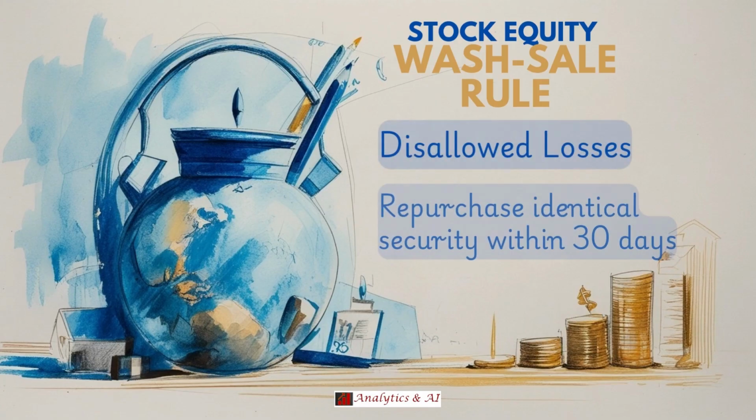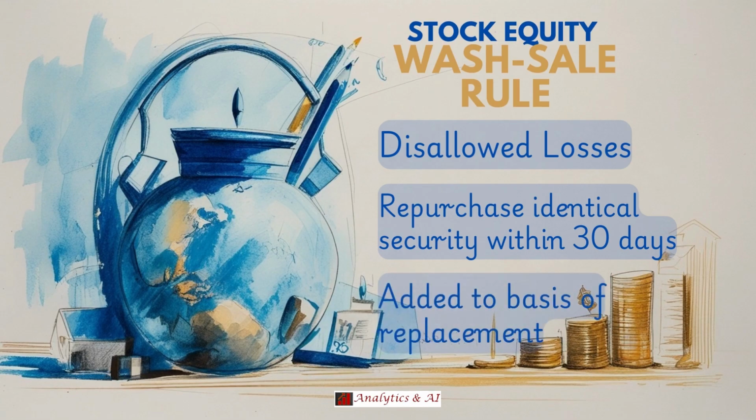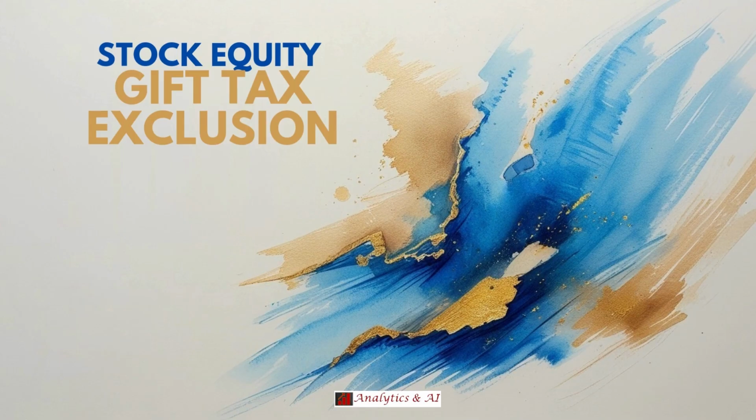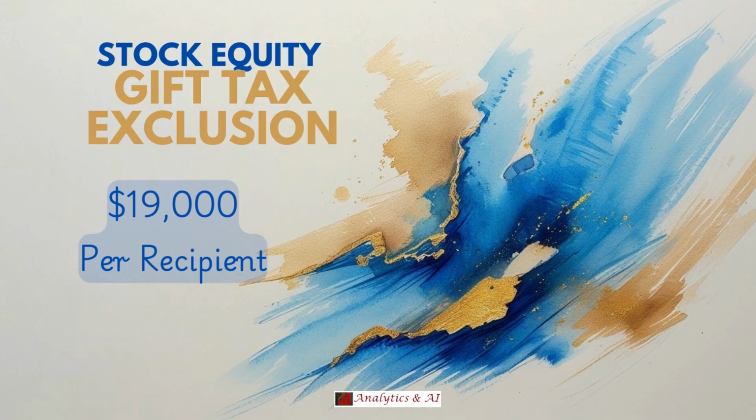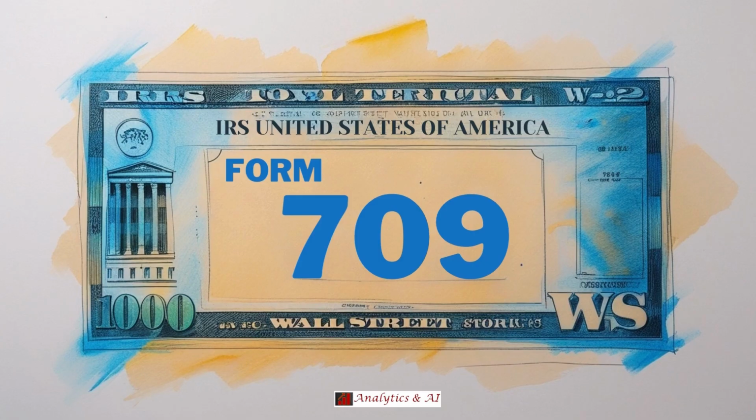The wash sale rule disallows losses when you repurchase the same or a substantially identical security within 30 days before or after the loss sale. In other words, if you sell a stock at a loss and buy it again within 30 days, your loss is disallowed. The disallowed loss is added to the basis of the replacement. If you gift shares valued at up to $19,000 per recipient, the federal annual gift tax exclusion applies. Gifts above that generally require Form 709 reporting.